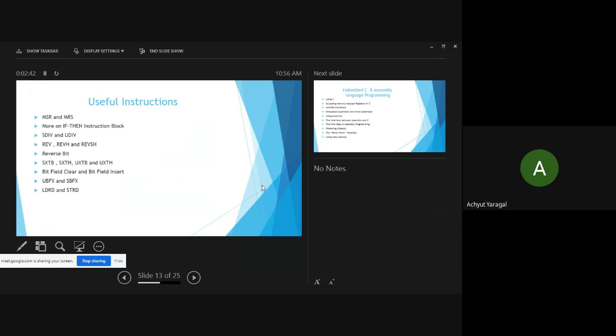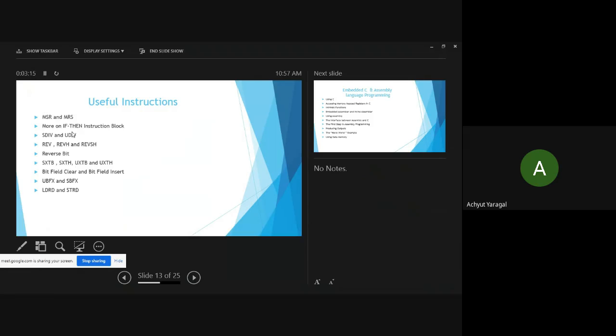Now let me just list out what are the useful instructions we are going to learn, and then further we will switch to the PDF file, where we are going to learn in detail regarding the MSR, MRS, and whatever we have listed in this slide. More on the IT instruction block has been given, but I have explained it totally in the previous class itself, regarding the instruction description.